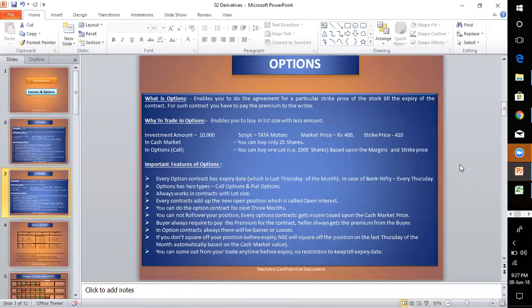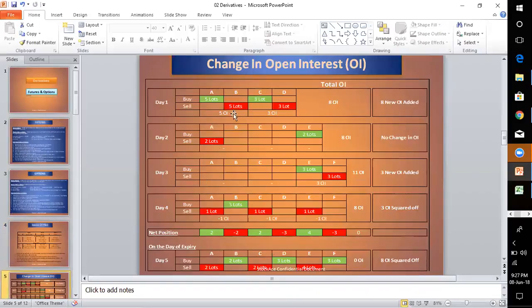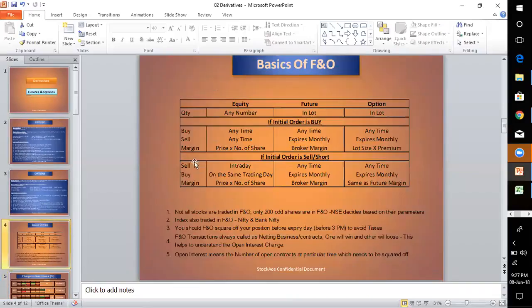So I think this is clear. Till now we are okay. Tomorrow we are going to explain this. This is a very important chart. We'll explain it tomorrow. So everything is clear till now, the basics of F&O, futures and options. Any question related to the basics of futures and options, we can explain it. Okay, good. All are, I think, good.